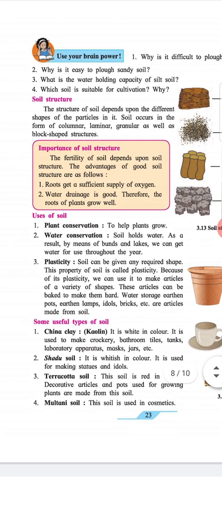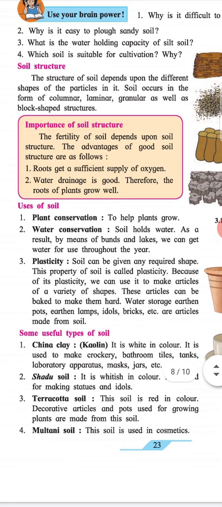Importance of soil structure. The fertility of soil depends upon soil structure. The advantages of good soil structure are as follows: 1. Roots get sufficient supply of oxygen. 2. Water drainage is good. Therefore, the roots of the plants grow well.